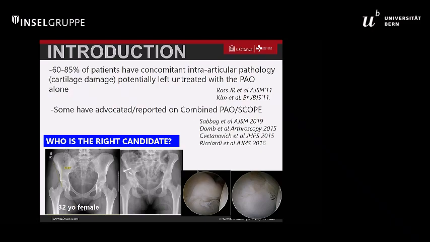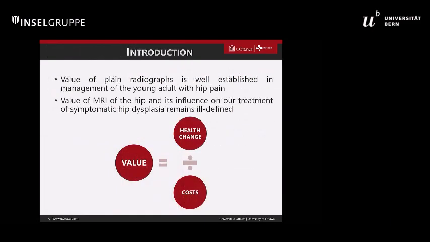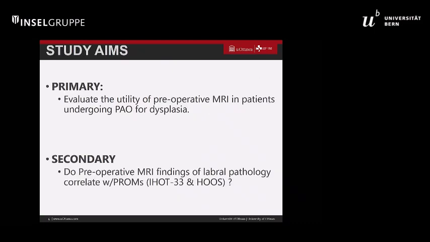Hard to know. And in terms of value in healthcare, which is also relevant, we know that plain radiographs provide value in terms of diagnosis. Well, what is the value of MRI of the hip in influencing treatment in the symptomatic dysplastic hip, that is, the cost over the health outcome of that delivery of care? So the primary aim of this subgroup analysis was to evaluate the utility of preoperative standard MRI in patients undergoing PAO for dysplasia, and do these findings influence treatment and the outcome.